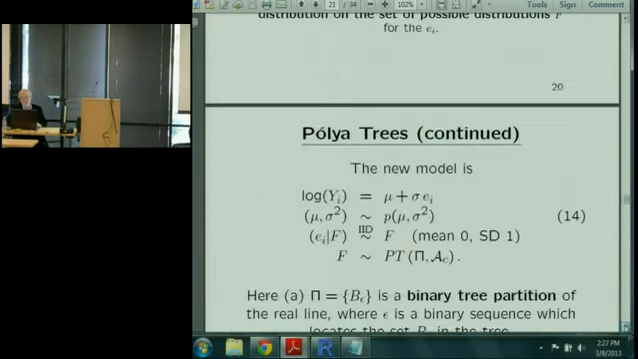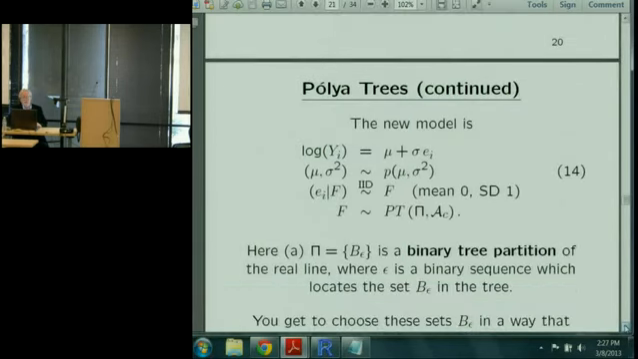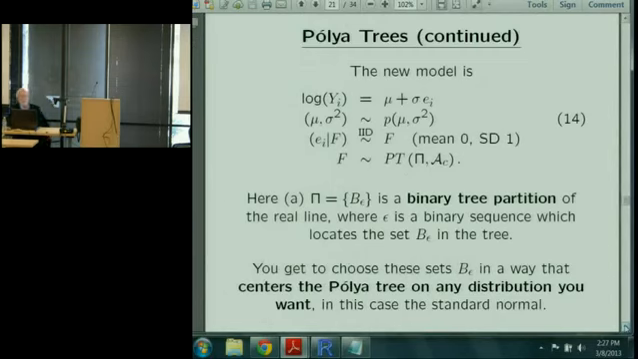And so now the new model looks like the top of page 21. It says the first two lines are identical. And then the next line says, if you knew what capital F was, the EIs would be IID from F. And we're going to always normalize the F's to have mean 0 and standard deviation 1 so that the mu and the sigma have the same meaning across all implementations of this.